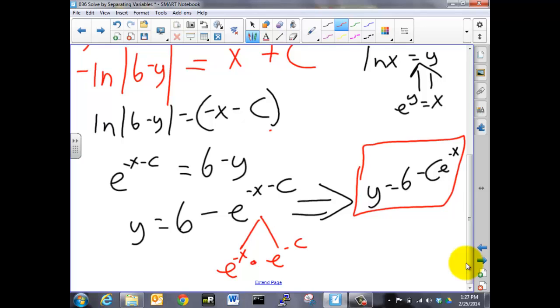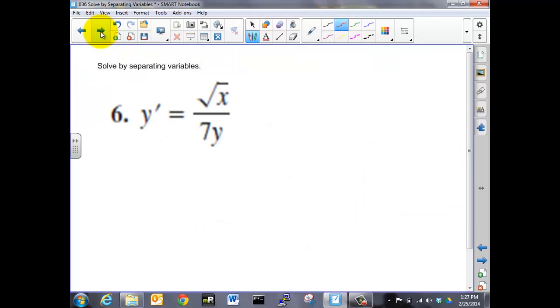Yeah, we'll look at the next one. What is it? Well, let's see. What do we need to do? Solve by separating variables. Yes, we need to solve this by separating the variables out. So we're going to do the same thing as we've been doing. See if you can get started. Then I'll jump in there when I need to.